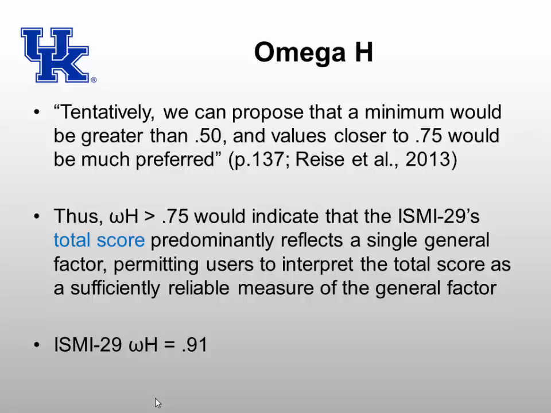As it happens, our omega hierarchical was pretty strong, 0.91, so well above even the preferred 0.75. So that means you can use the raw total score as a decent measure of the overall internalized stigma construct, which is great, because some people use it for that.